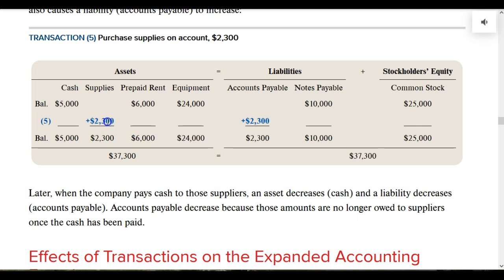Here we went back to having accounts on both sides of the equation affected. Increase in assets, supplies are going up. Increase in liabilities, accounts payable is going up. And now that means total assets went up. So we're now at 37.3 on this side. Liabilities and equity still 37.3. They still balance.